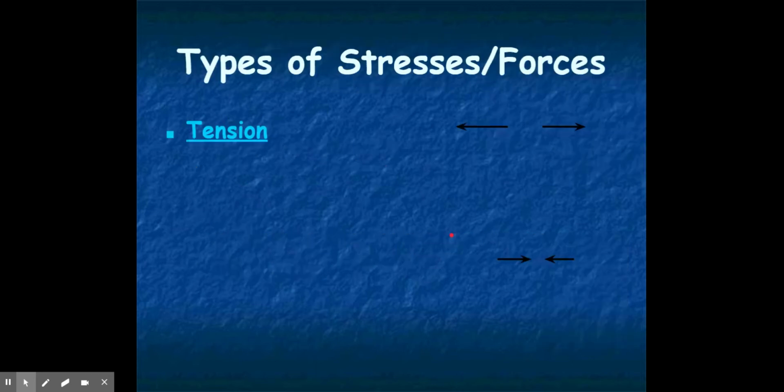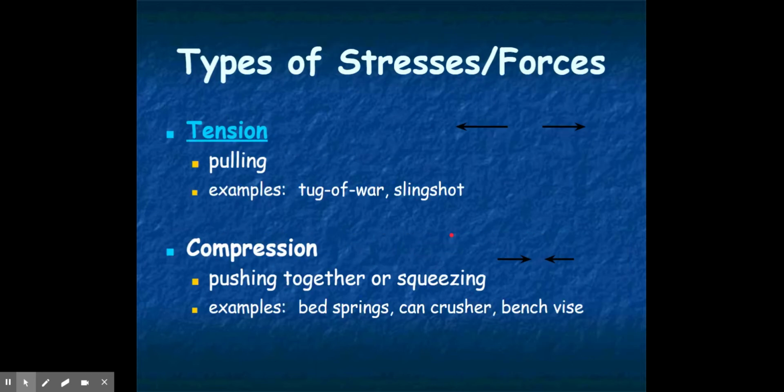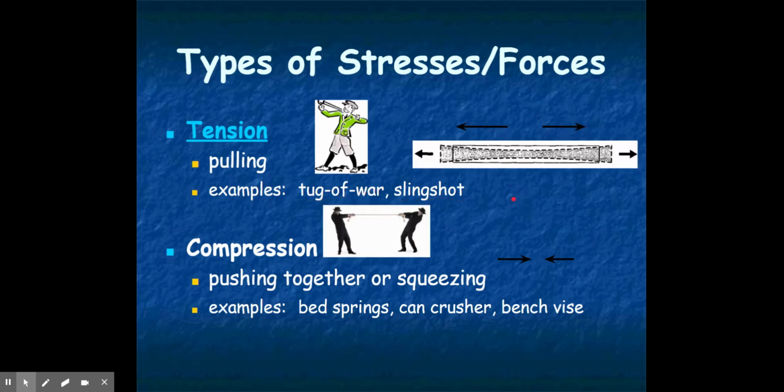All right, so in this particular case, you have tensile strength or tension, which is pulling. So these are your arrows of force. So the force is going away from the middle, and that is tension. Here we are under tension because things are pulling away from it. Okay, tug of war, slingshot, those are examples of tension.